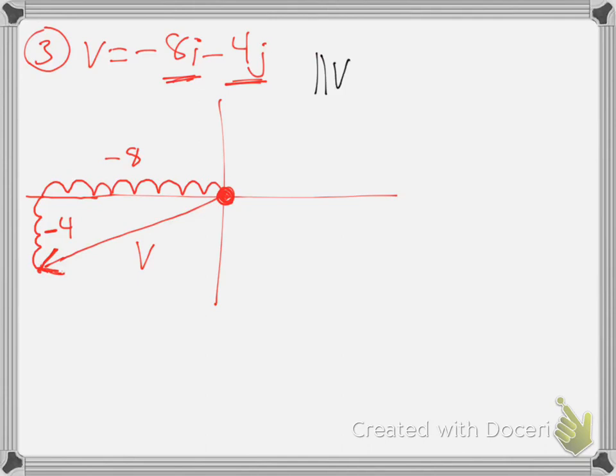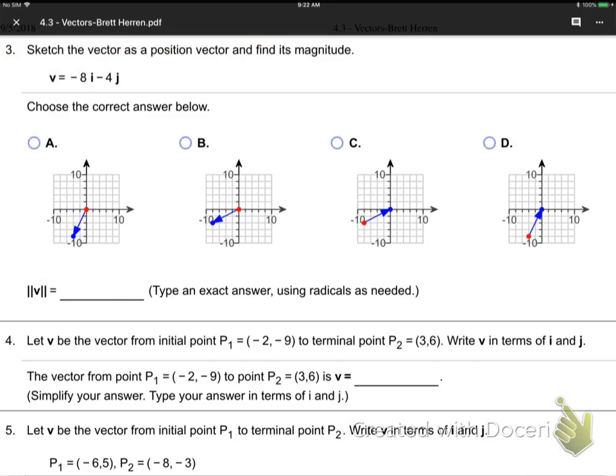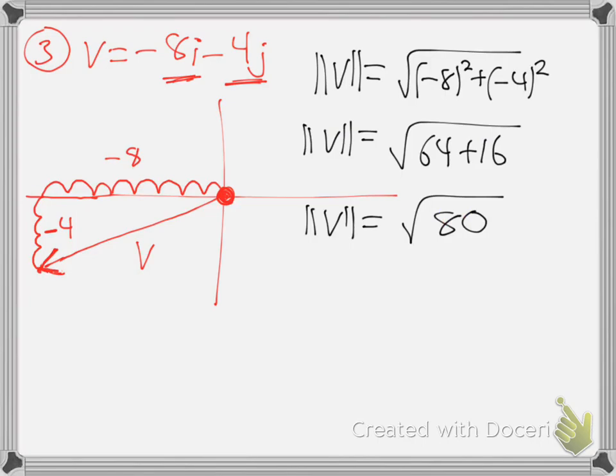So the magnitude of vector v is going to be the square root of negative 8 squared plus negative 4 squared. So the magnitude of vector v is 64 plus 16, which is 80. Just 80, huh? And then we can simplify that. What do they want? Type an exact answer, use radicals. So we have to simplify that square root of 80.